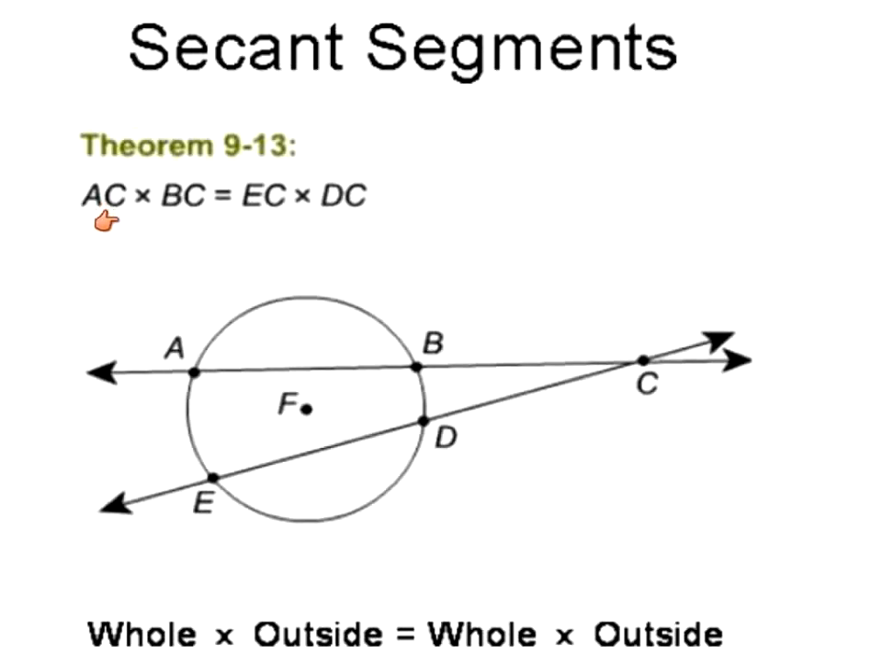So here's your formula. It says A times C times B times C. So what does that mean? A times C is the whole thing. B times C is the outside. So I kind of put it in words for you down here because in words makes more sense than talking letters, I think. It's the whole side times the outside equals the whole side times the outside. So hopefully that makes a little more sense than the letters. Whole times the outside, whole times the outside. So let's try one.